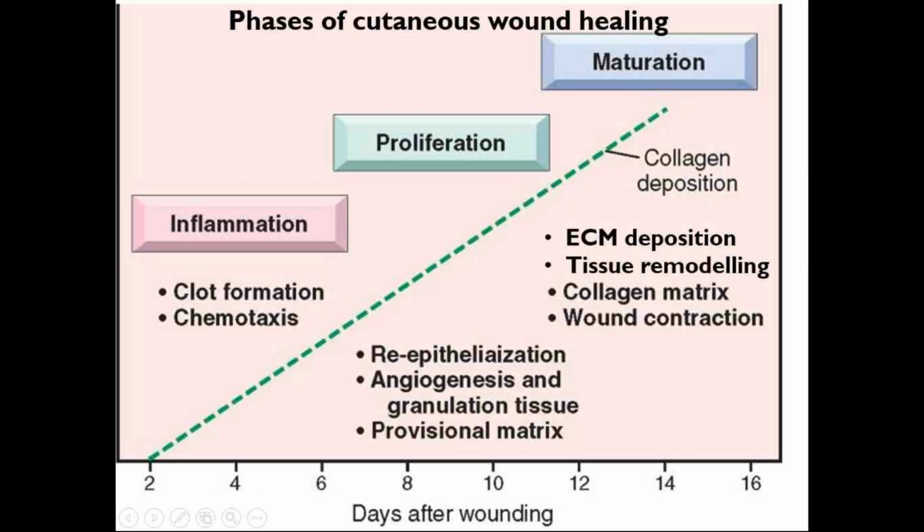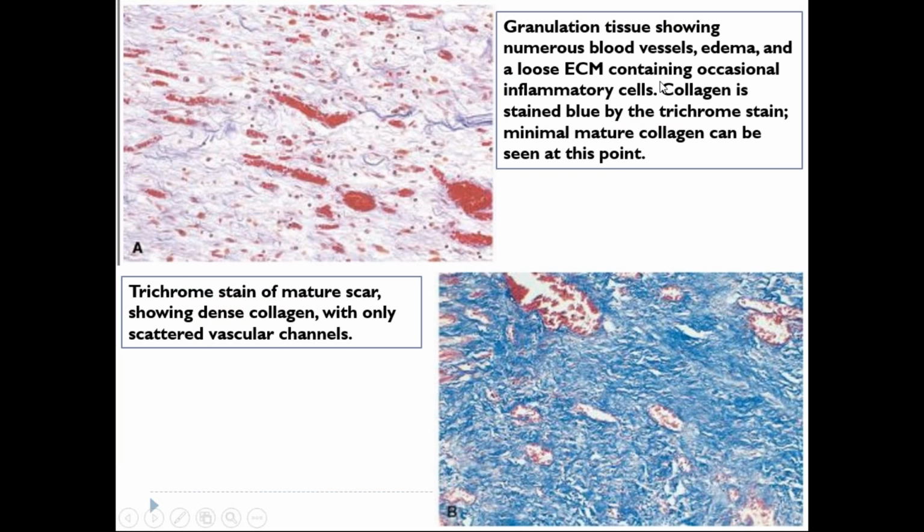So what does the granulation tissue contain? Numerous blood vessels, edema, and a loose extracellular matrix containing occasional inflammatory cells. Collagen is stained blue by trichrome stain, and you can see minimal mature collagen in this, whereas the mature scar tissue is stained with a lot of blue in it.